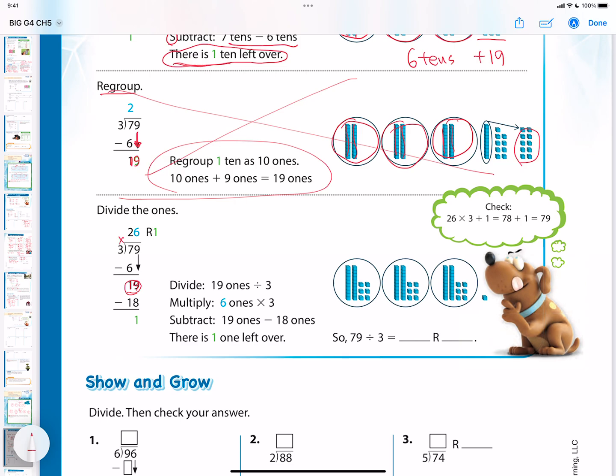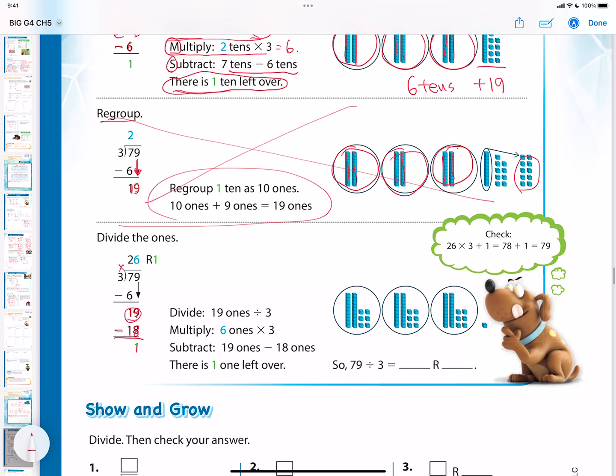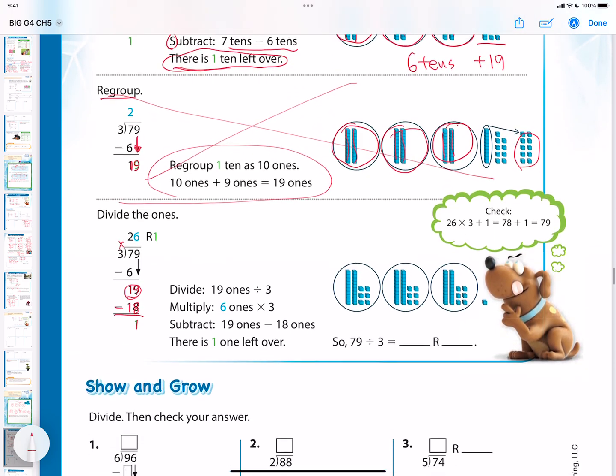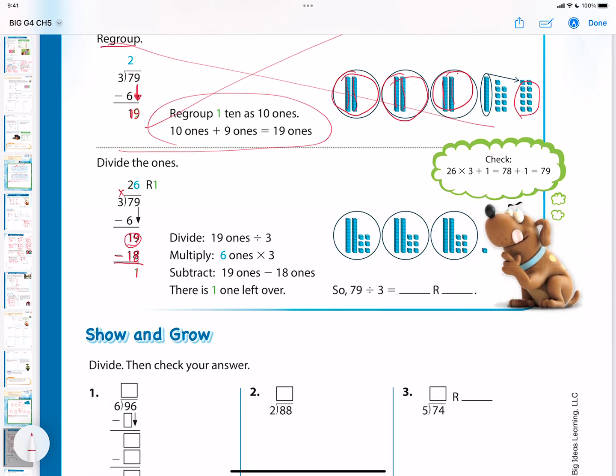So 3 times 6 is 18. When you take away, you have 1 left. What are you going to do? If you don't mind, I'm going to take the cookie. 1 leftover cookie, but I can divide this 79, right? 79 cookies among my 3 equal friends. Yes, you have 2 tenths, and then 1, 2, 3, 4, 5, 6. 26 cookies equally, and then we have what? 1 cookie left over. Okay, so let's review this one.